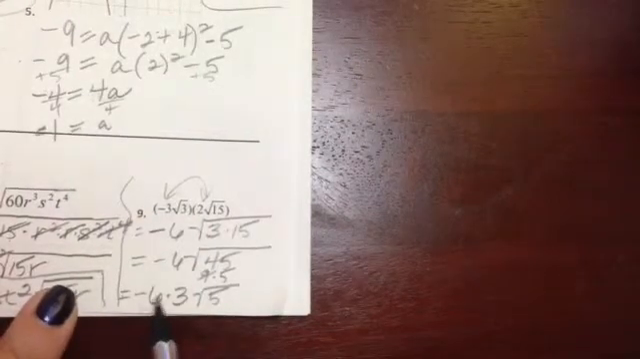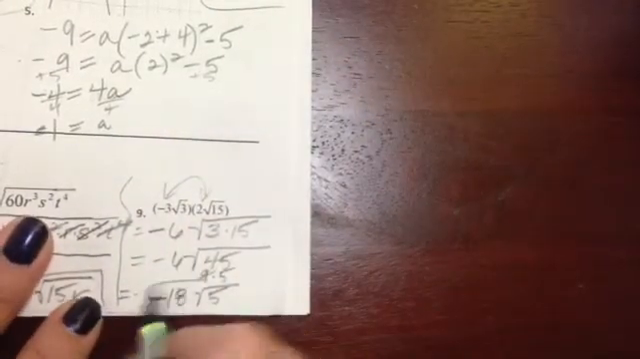Negative 6 times 3. I'm running out of room here. I'm just going to erase it. It's going to be negative 18. Simplify it right there. Negative 18 radical 5.